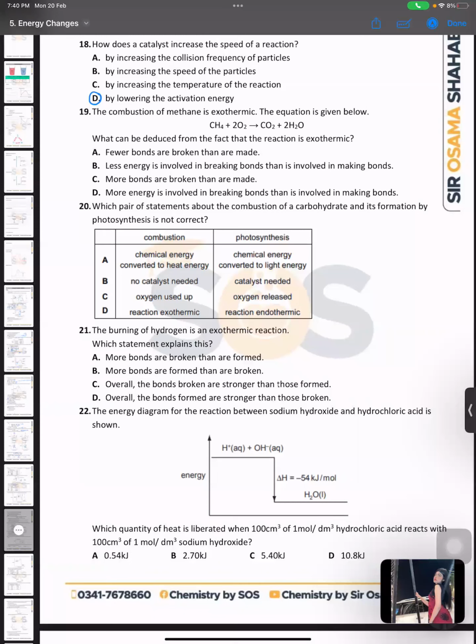C. C. Okay, so the combustion of methane is exothermic. The equation is shown below, and what can be deduced from the fact that the reaction is exothermic? Fewer bonds, less energy involved, more bonds, more energy.